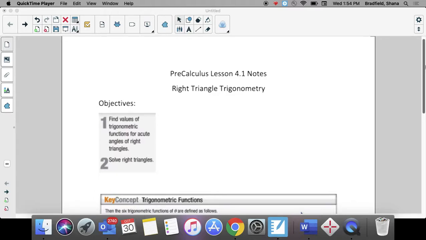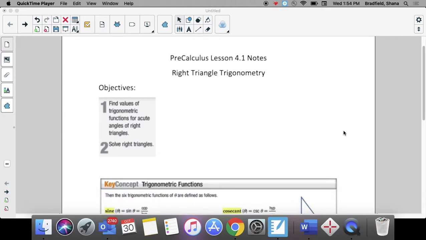Okay, guys, we're going to look at right triangle trigonometry. And so we're going to find the values of trigonometric functions for acute angles of right triangles, and we're going to solve some right triangles.